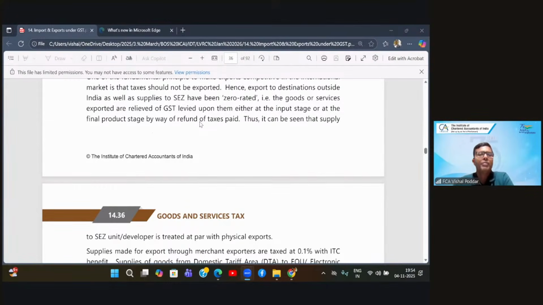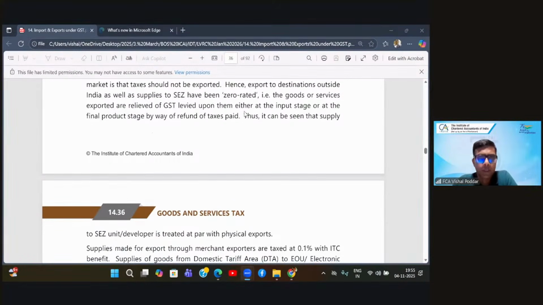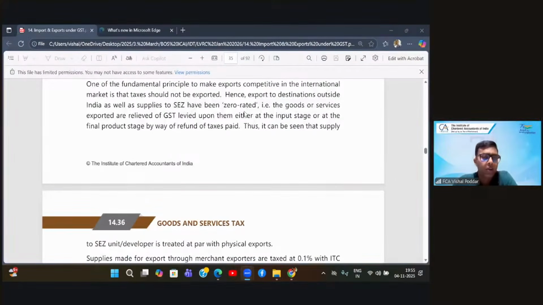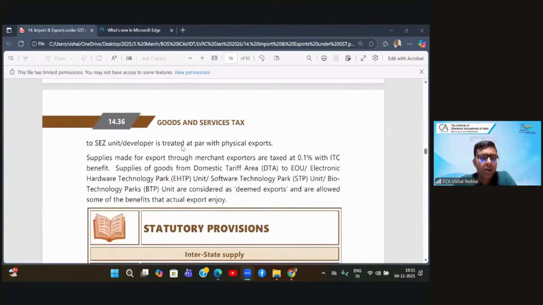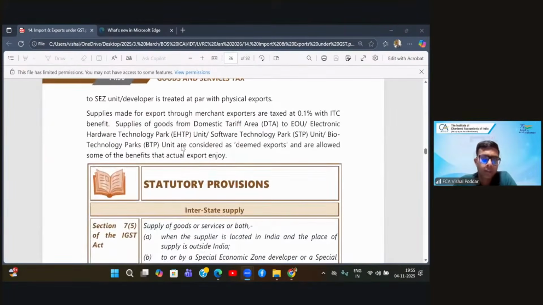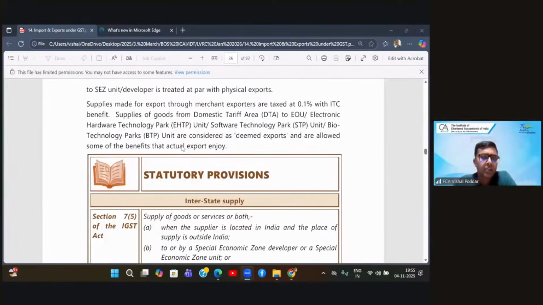So the export chain should be tax free. Hence, when you supply to SEZ, that is also treated at par with exports. The only condition put is it should be for their authorized operations. Thus, it can be seen that supply to SEZ or developer is treated as at par with physical exports. Now we go to the statutory provisions.